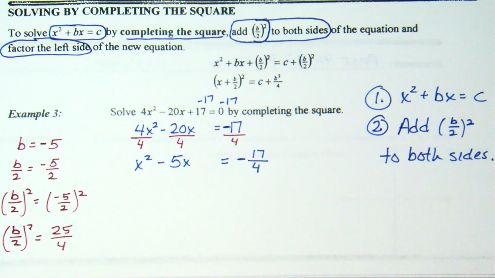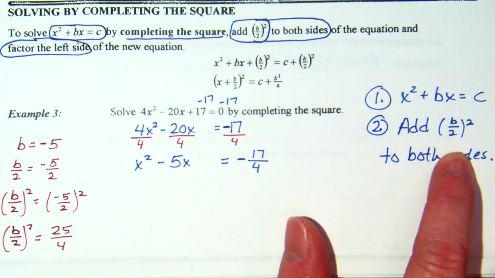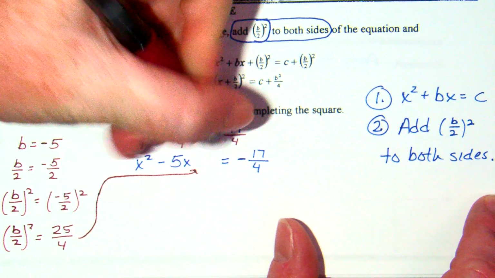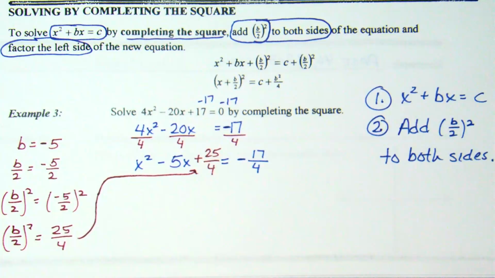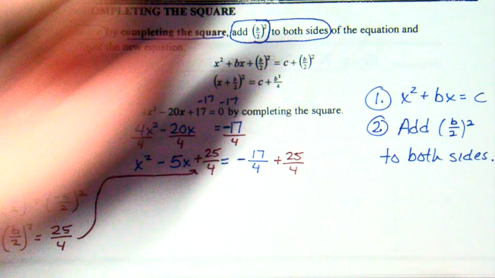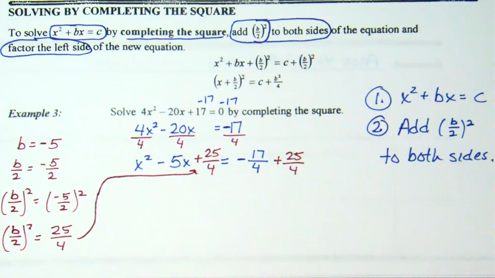So, okay. We're going to add b over 2 squared to both sides, which means I'm going to take my 25 fourths and put it right there, after my 5x. If I add 25 fourths on the left, I add 25 fourths on the right. Because what I do to the left side of the equation, I must do to the right side of the equation. Question?